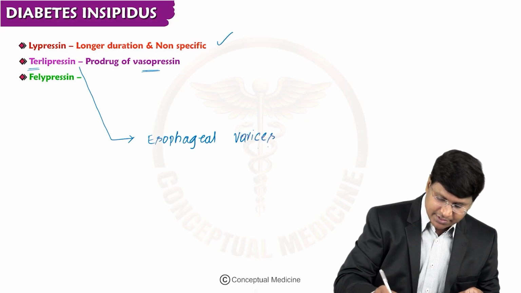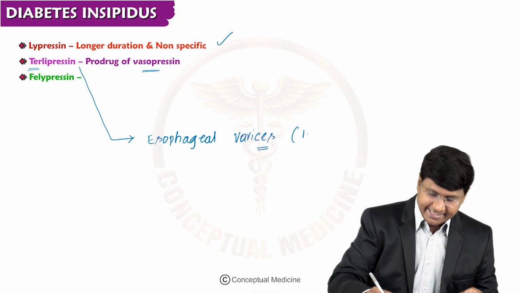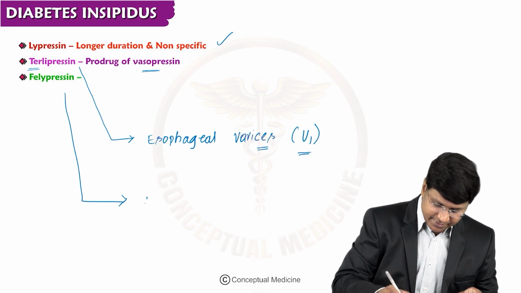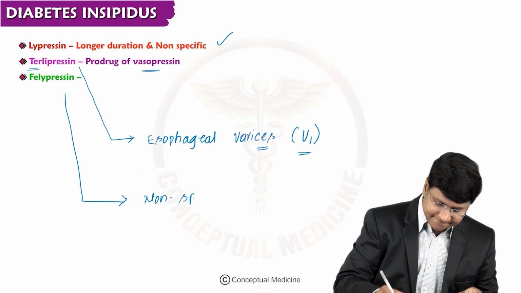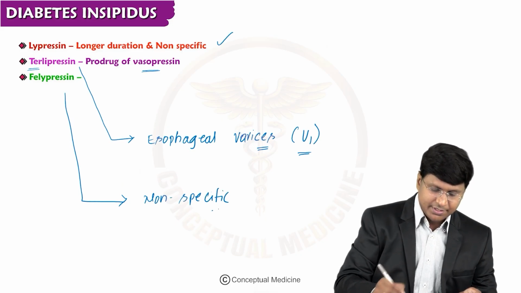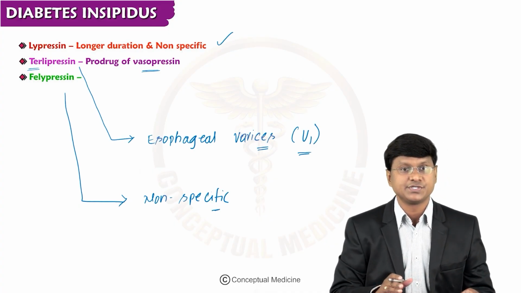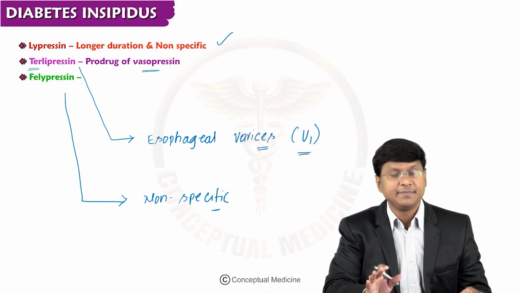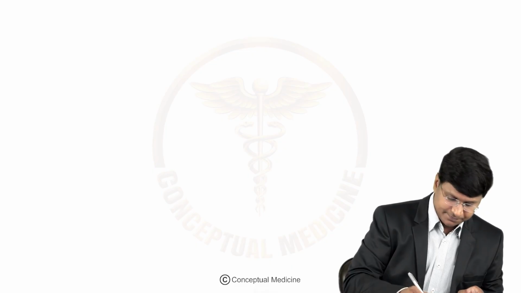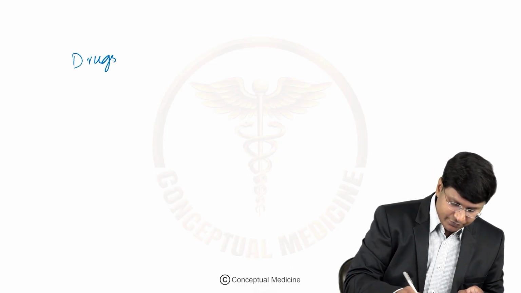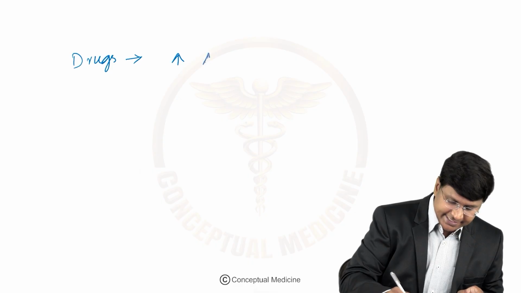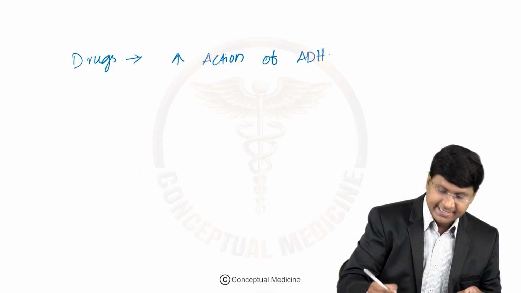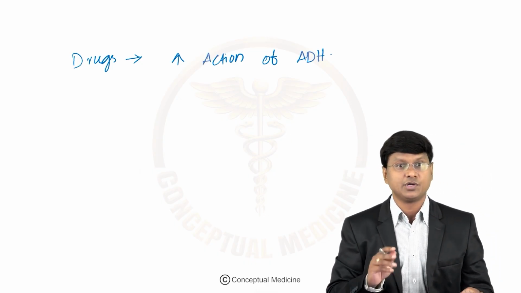Mainly we use it in the treatment of esophageal varices by acting on V1 receptors. And even felypressin has a non-specific action. So these are all your analogs of vasopressin. Now, apart from desmopressin, let me tell you, we have a few more drugs which will enhance the action of the antidiuretic hormone. What are those drugs?